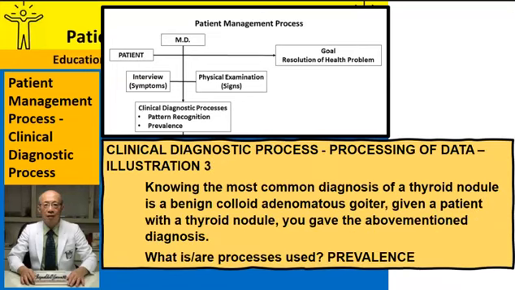Illustration 3, knowing the most common diagnosis of a thyroid nodule is a benign colloid adenomatous goiter. So given the patient with a thyroid nodule, you gave the aforementioned diagnosis. What is or are the processes used? Prevalence.